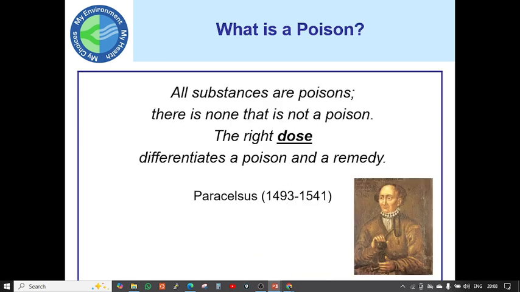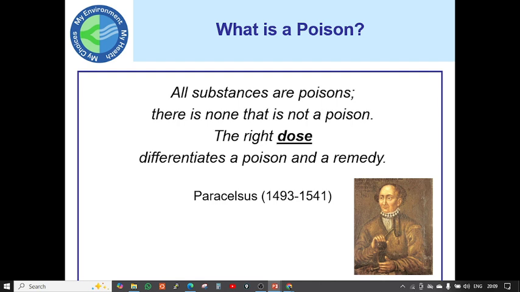So what is a poison? All substances are poisons; there is none that is a non-poison. Actually, this is the exact definition: whatever we consume is a poison, and there is none that is a non-poison. That sounds like a controversial statement. Everything is poison. It means anything that exceeds the dose, the higher limit, creates an adverse effect. Dose means there is a particular limit, and when you cross that limit, it creates an adverse effect. That term is called dose. So the right dose differentiates between poison and remedy.